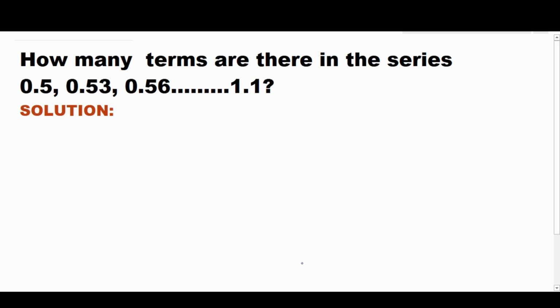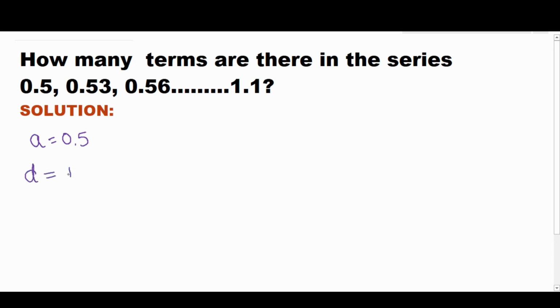How many terms are there in the series 0.5, 0.53, 0.56 and so on up to 1.1? In this problem, we need to find the n value. How many terms means we need to find n. Let's write what's there in the data. So what is the A value? A value is 0.5.